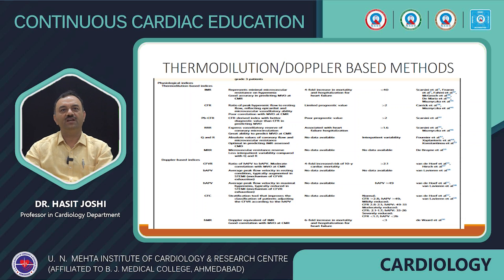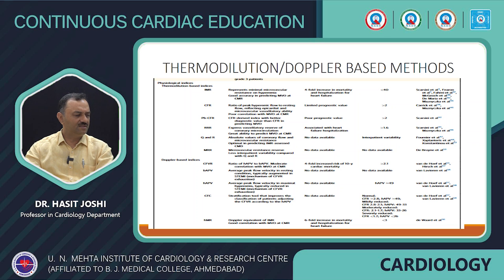So thermodilution and Doppler based methods, of which coronary flow reserve and index of microvascular resistance IMR are most important, have been validated. There is a 4-fold increase in mortality if IMR is positive, that is if it is more than 40, and in CFR, if the vasodilatory reserve is less than 2, then it is suggestive of microvascular resistance. However, it has limited prognostic data.